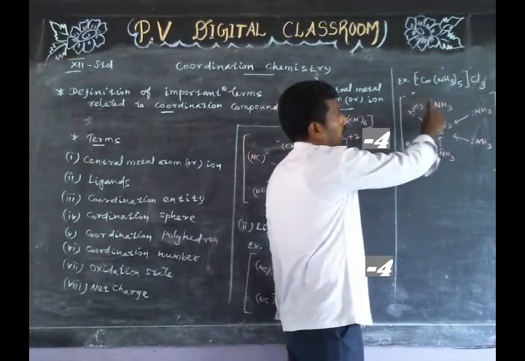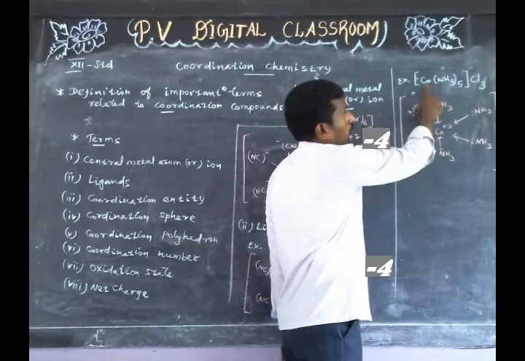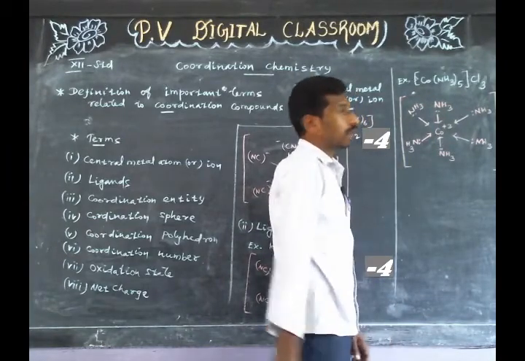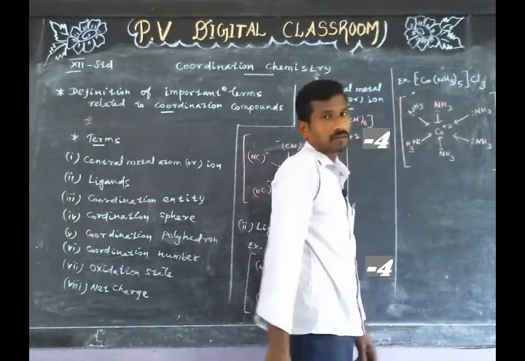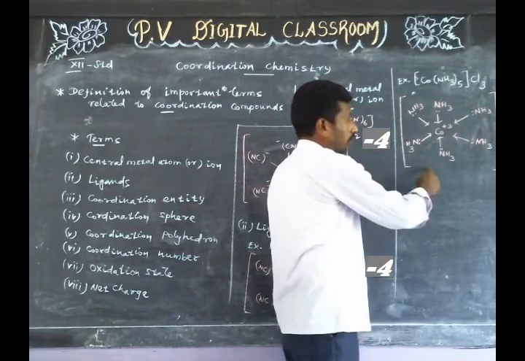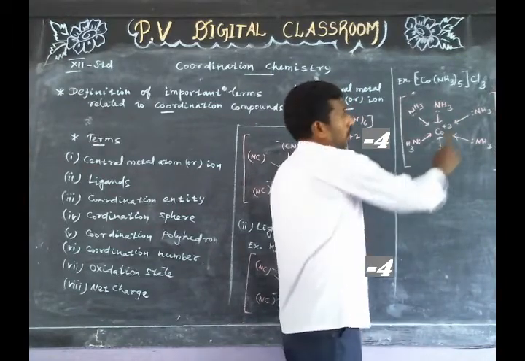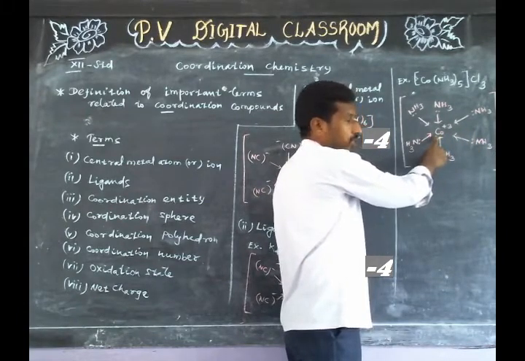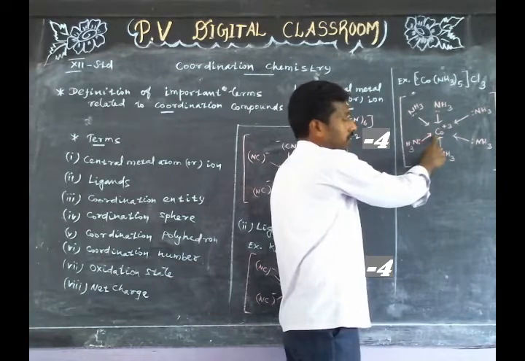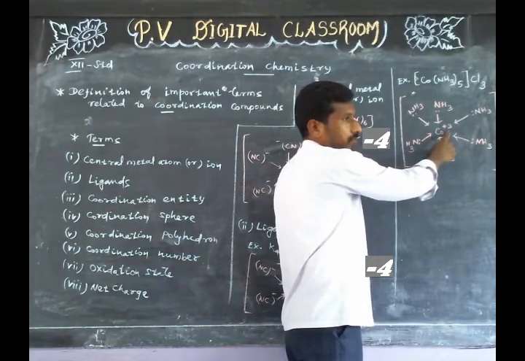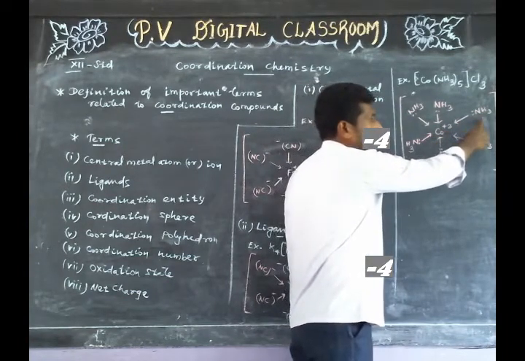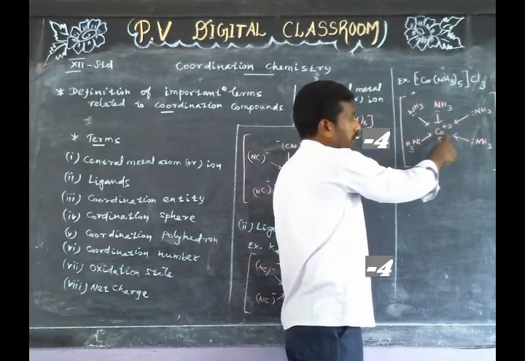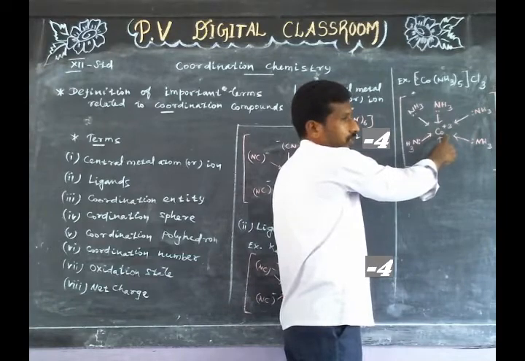Another example: pentaamine cobalt(III) chloride. In this compound, ligand is ammonia molecule. This is because in this compound, ammonia molecule is directly attached to the central metal ion, namely Co+3 ion, and each ammonia molecule donates a pair of electrons to the central metal ion, namely Co+3 ion.